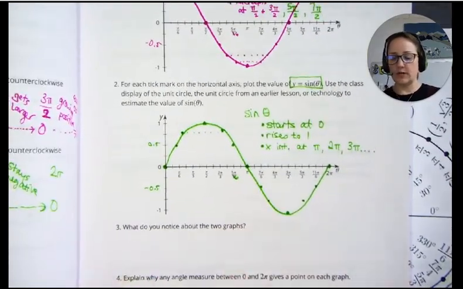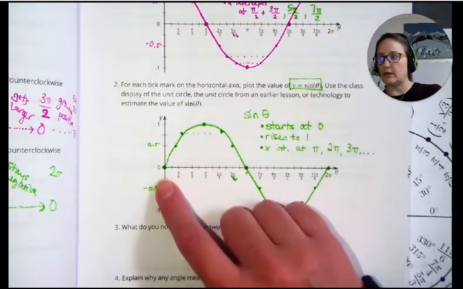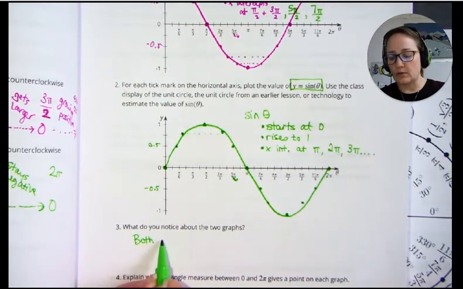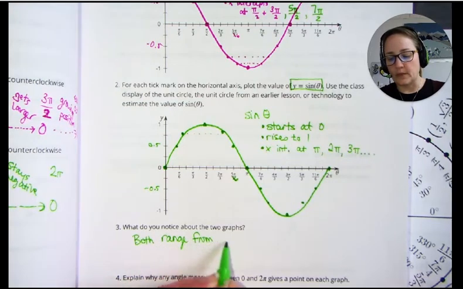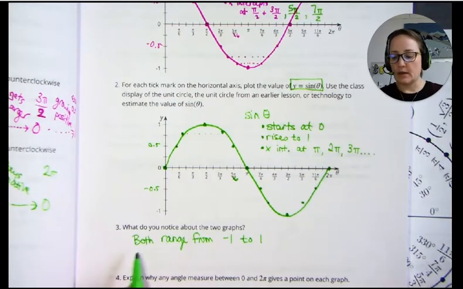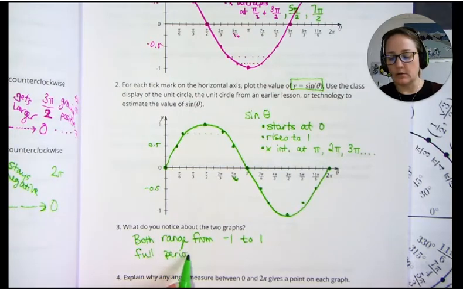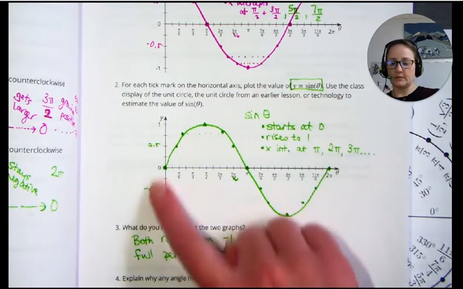What do you notice about the two graphs? Lots of things that we could notice. We can notice that one of them starts at 1 and the other one starts at 0. We notice they both range from -1 to +1. They do a full period in one full rotation, 2 pi, right?